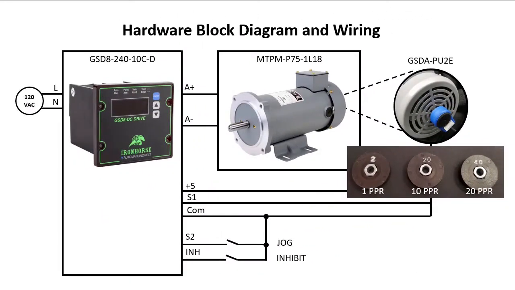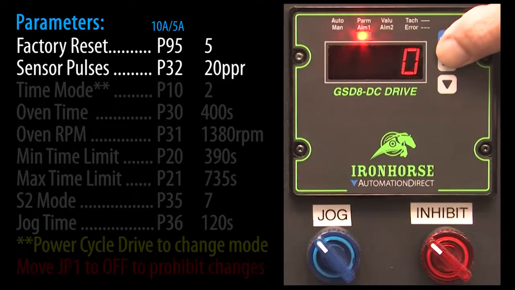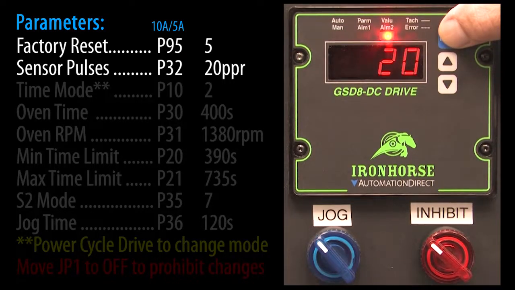I'm using the same demo hardware as the previous video, so I'm not going to dwell on that here. The key thing to note is I'm using the GSD8 PU2E encoder with a 20 pulses per revolution disk installed. You can use any sensor you want as long as it generates a digital pulse stream from 5 to 24 volts. So, we just need to make sure the drive knows we're using a 20 ppr sensor. Drop into parameter mode, scroll to parameter 32, and we see the default for this drive happens to be 20 ppr, so we're good to go.